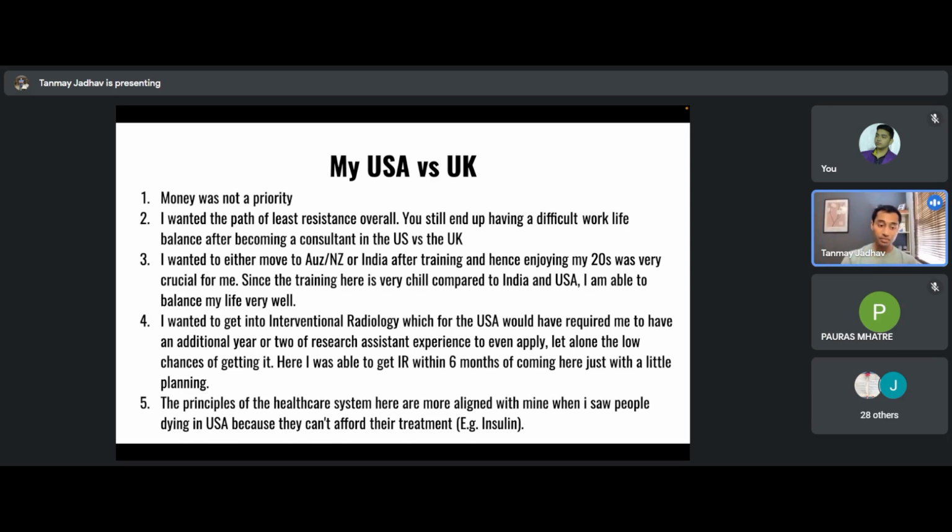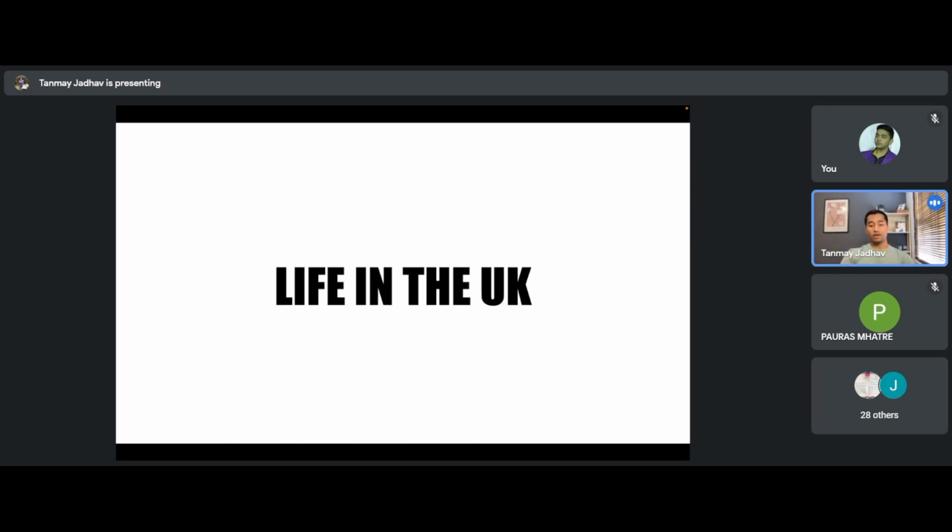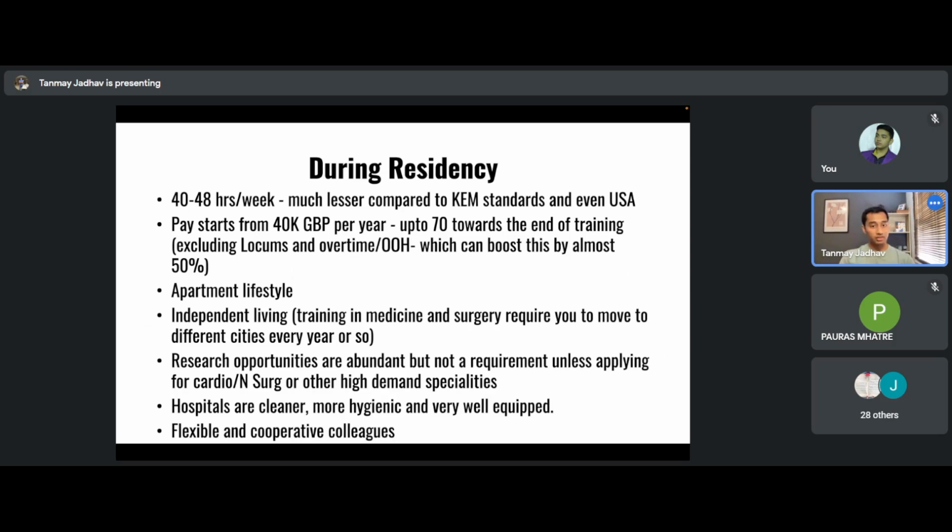The principles of the healthcare system, which is a socialized system here, are aligned with mine, compared to the US, where people literally die because they can't afford their treatment, like insulin, or insurance companies really screw them up. Life in the UK is pretty good. During residency it's 40 to 48 hours per week, much less compared to KEM standards or even the US. Pay starts at approximately £40,000 a year, upwards of 70 towards the end of training, and that can boost by almost 50% if you do overtime, out of hours or locums.